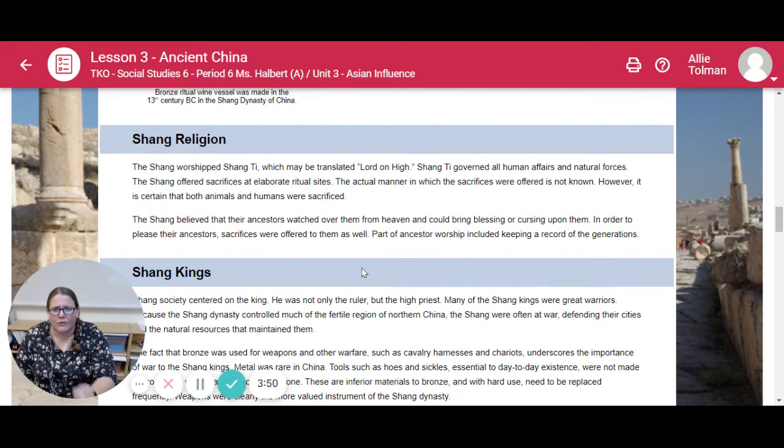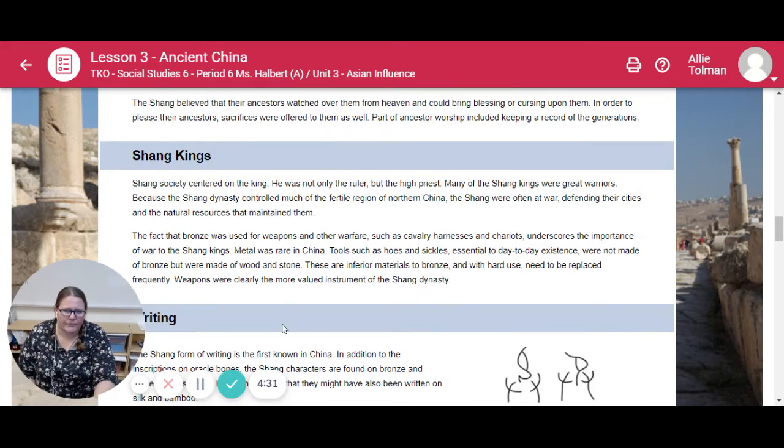Now, the Shang religion. The Shang worshipped Shang-Ti, which may be translated to Lord on High. Shang-Ti governed all human affairs and natural forces. The Shang offered sacrifices at elaborate ritual sites. The actual manner in which these sacrifices were offered is not known. However, it is certain that both animals and humans were sacrificed. The Shang believed that their ancestors watched over them from heaven and could bring blessings or curses upon them. In order to please their ancestors, sacrifices were offered to them as well. Part of ancestor worship included keeping record of the generations.